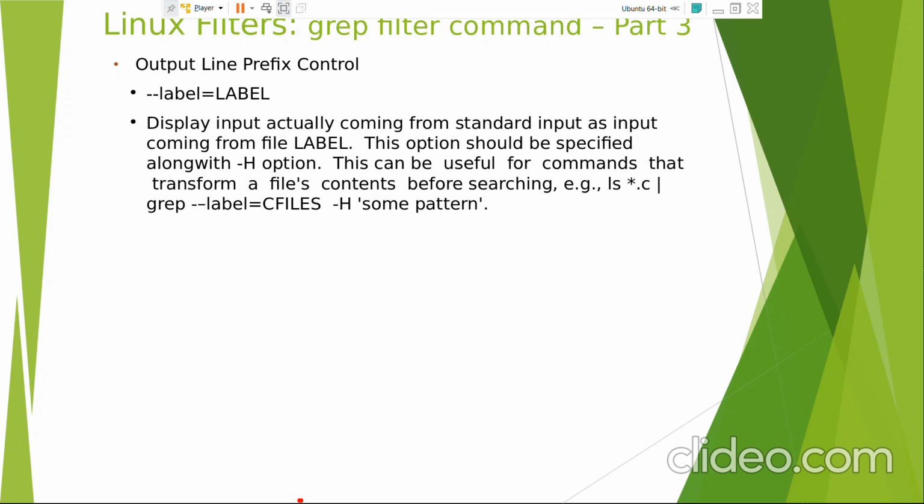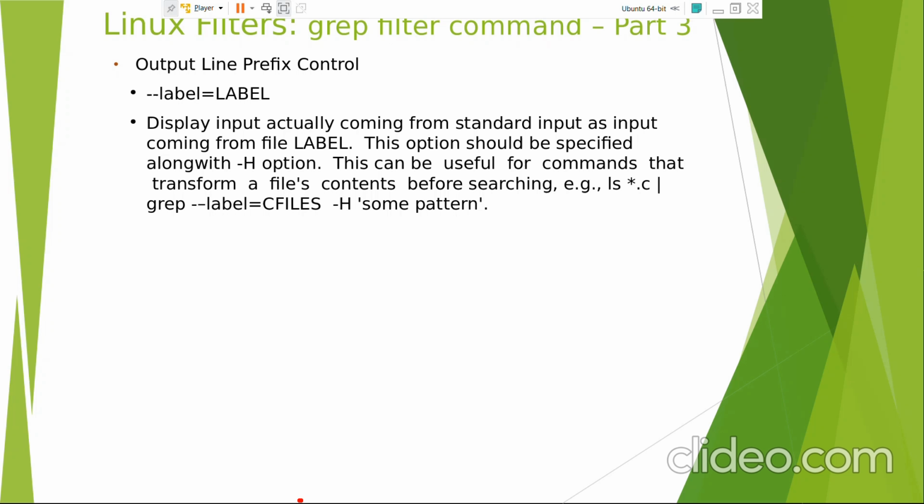So it is not reading from any particular file name. But still, if you want to prefix with some label, like, these are all C files, these are grep's output concerned with C files, and I want to tell that, then I can use this hyphen label option. So I can specify hyphen label equal to C files.